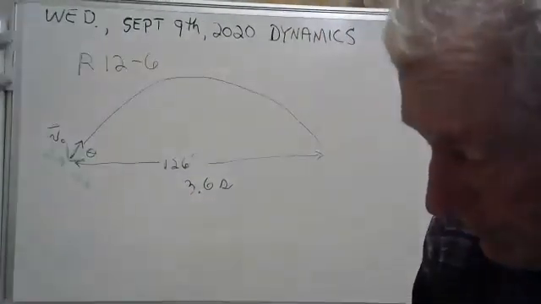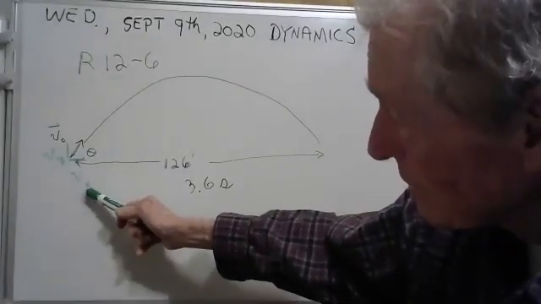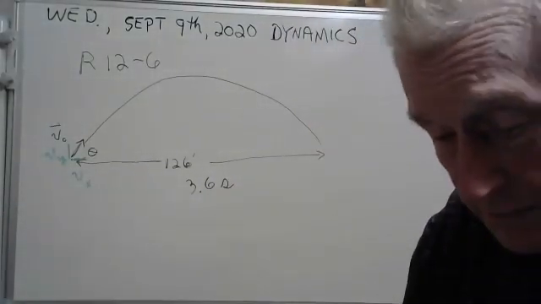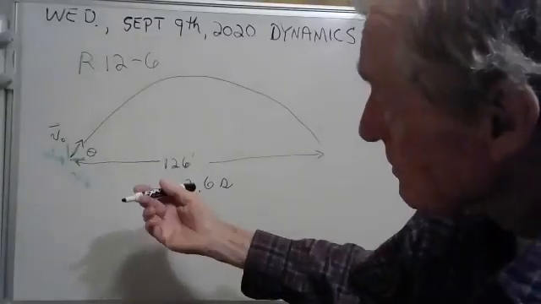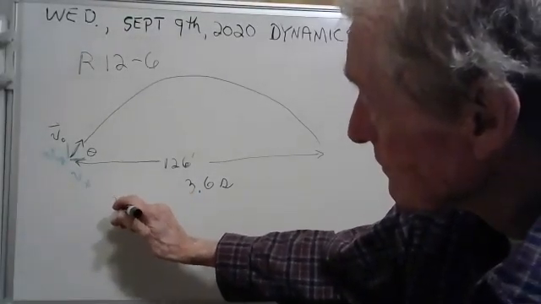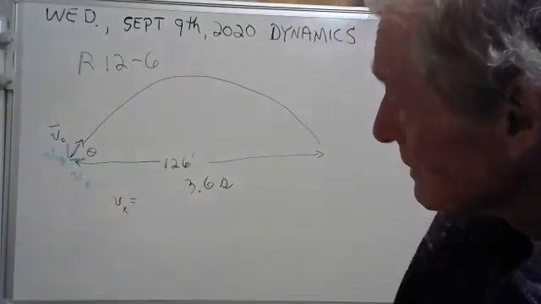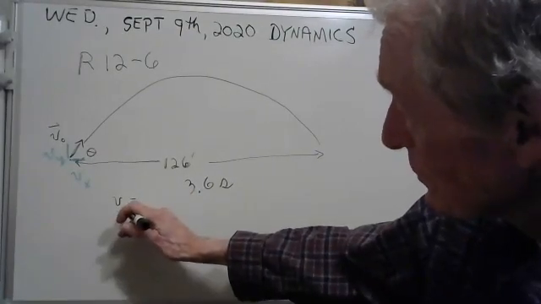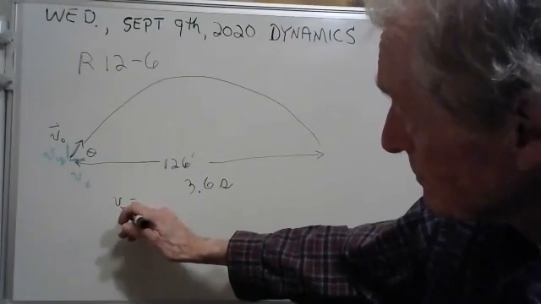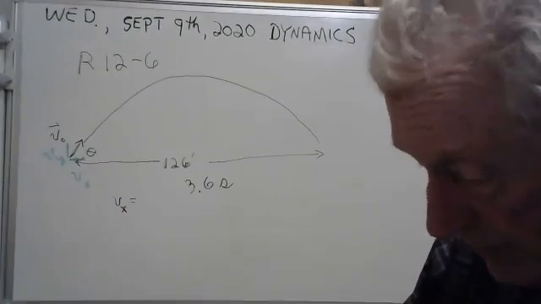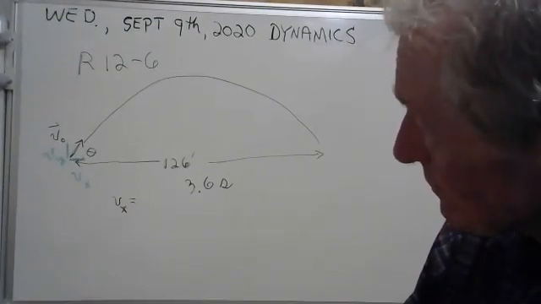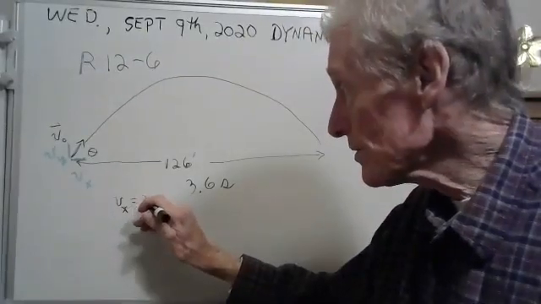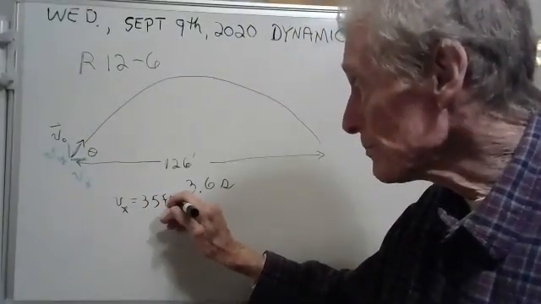But we can figure his velocity component in the x direction. See these little things underneath, that tells you it's a component. Gives you the x. Let's get the x component of the velocity. If it goes 126 feet in 3.6 seconds, what's the x component of the velocity? You tell me. How fast is he going? 35 feet per second. Yes, exactly. 35 feet per second. Good going.